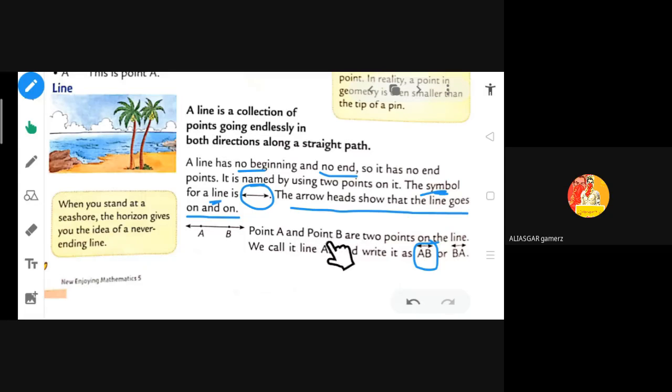Points A and B are two points on the line. We call it line AB and write it as AB or BA. So this is the symbol, okay? You can see here it is written, the symbol for a line is the arrow on both sides. And we have to read it like this: line AB. This is line AB and this is line BA. That way we have to read.